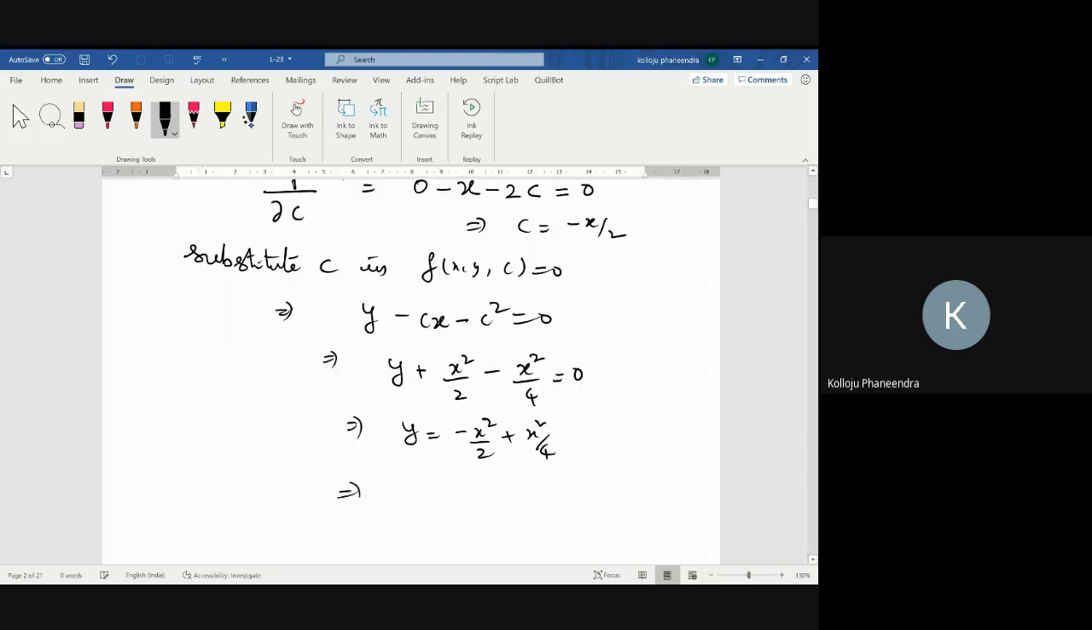So if I simplify this, 4 is the LCM. So 4y equal to what you will get? Minus x square, now minus x square by 4, right? So this implies x square plus 4y equal to 0.